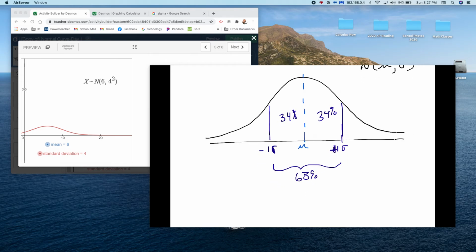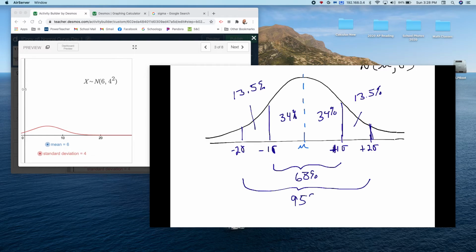Now, if we keep on going and we say, what if we go 2 standard deviations out, this spot right here is 13.5% of the data. If we subtract 2 standard deviations, this part right here is also 13.5% of the data, which means if you go 2 standard deviations away, you're dealing with 95% of the data. Lots of businesses use this when they're filling jars or something like that, where they want a certain amount of quality control.